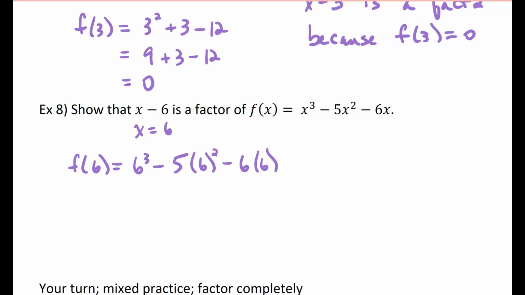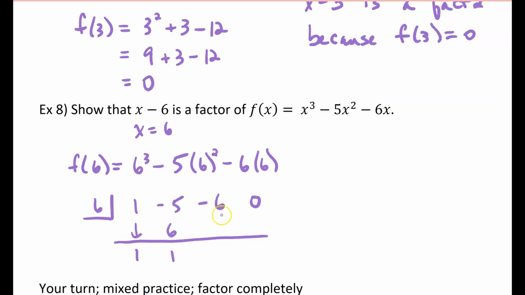So very quick to do this as well. I can plug in my 6 here in the corner. I have a 1x cubed, negative 5x squared, negative 6x. I don't have a constant, so I'm going to fill in a 0 there. And this is going to become pretty quick. Carry my 1. 1 times 6 is 6. 6 minus 5 is 1. 1 times 6 is 6. Negative 6 plus 6 is 0. 0 times 6 is 0.